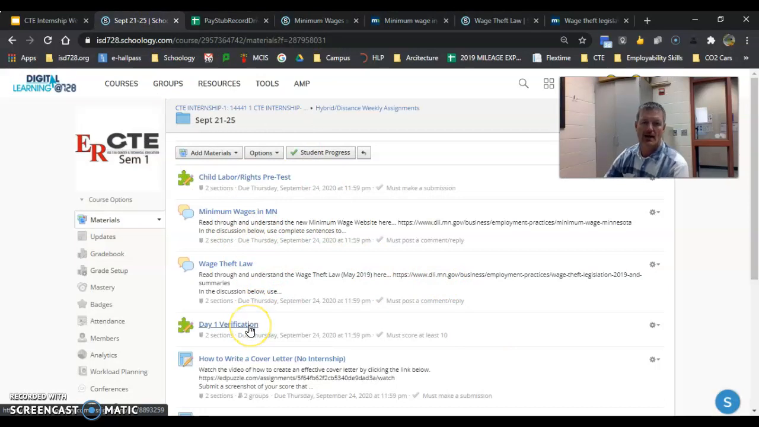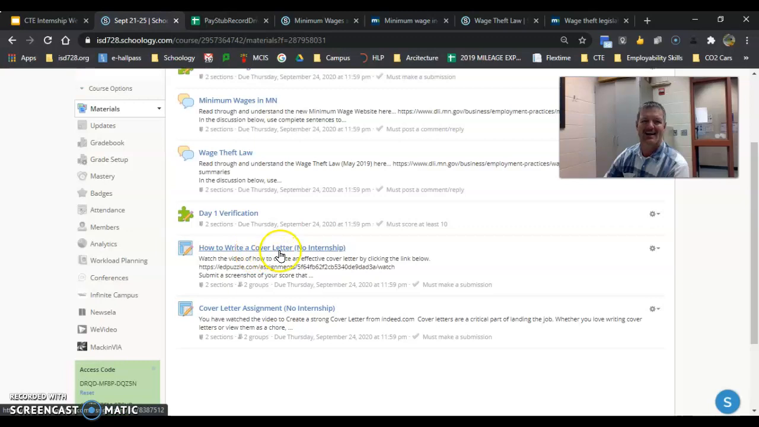When you're completed with that, you're going to click your day one verification that just says you did your work. If you don't have an internship yet, you have two more assignments: how to write a cover letter, which is an EdPuzzle again, and the actual cover letter that you'll be writing.